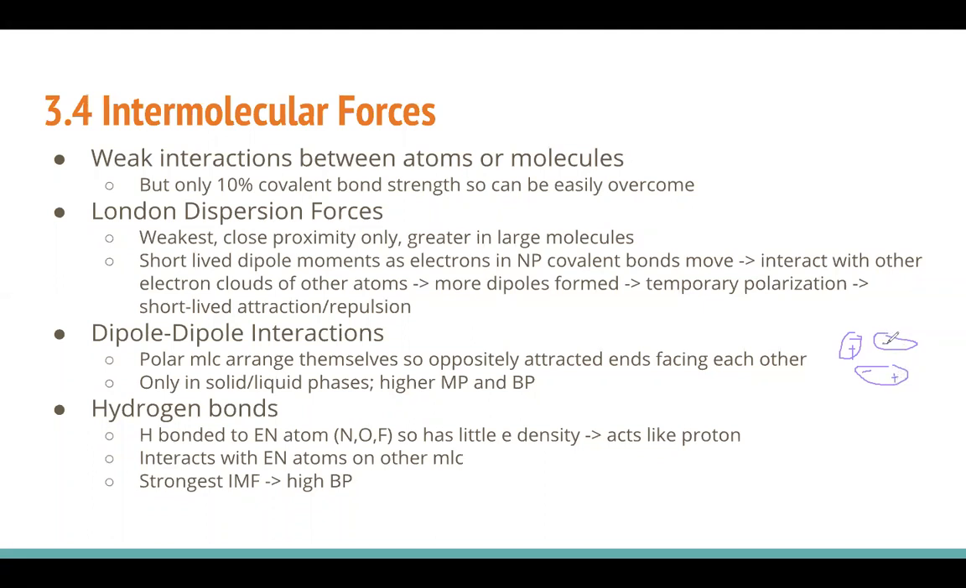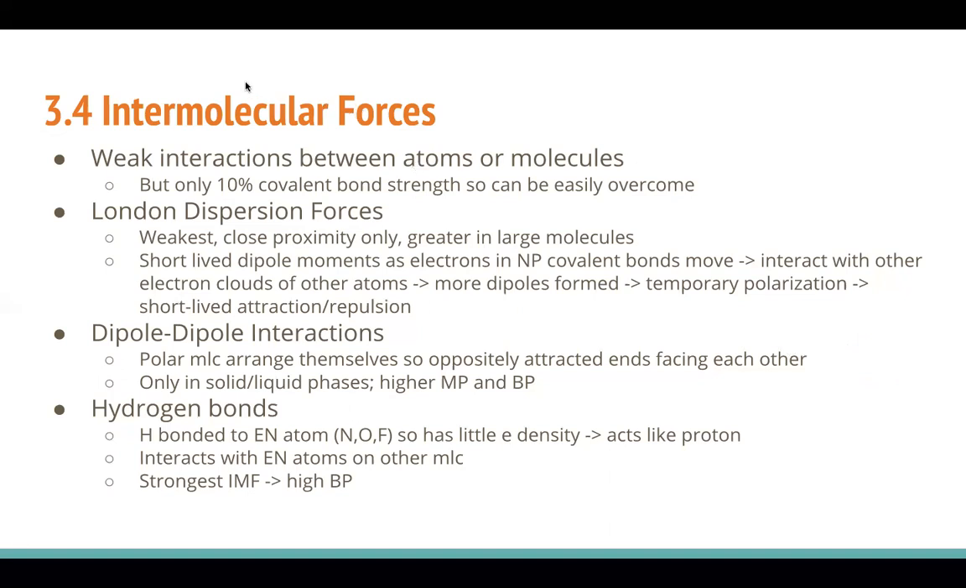This would be plus, and this would be minus. Just imagine these are charges. Those would basically be the dipole-dipole interactions. And the reason that they don't happen in gaseous states is because gases are really spread apart, and the molecules are always moving, so they can never stay in one place long enough to have dipole-dipole interactions.